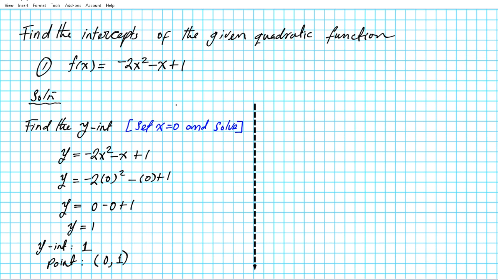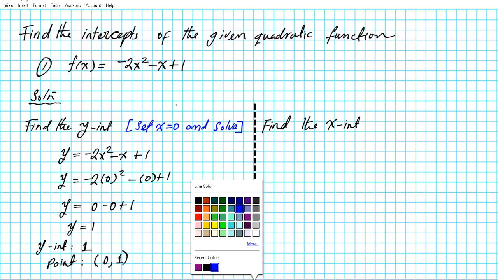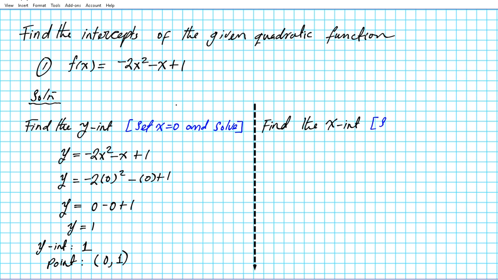Now let's go ahead and find the x-intercept. How do we do that? It's very similar to how we found the y-intercept. If we want to find the x-intercept, we're going to set the other variable, namely y, equal to 0 and solve.